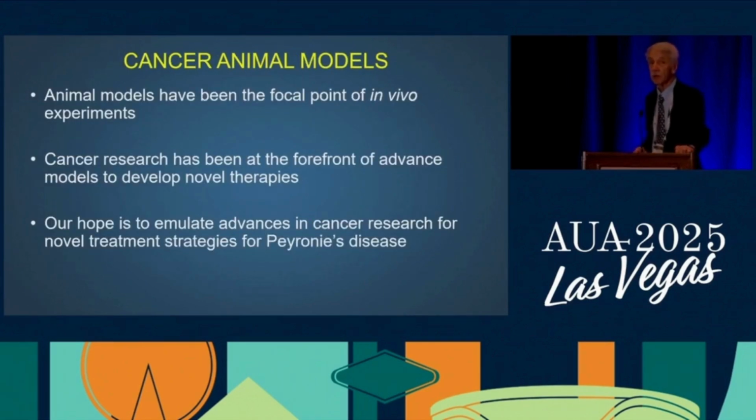So going to an area of study, cancer animal models have been the focal point of in vivo experiments. And cancer research has been at the forefront of advances when it comes to models to develop novel therapies. Our hope in this presentation, and to stimulate our society, is to emulate the advances in cancer research by developing novel therapies for Peyronie's disease and making progress in this area.